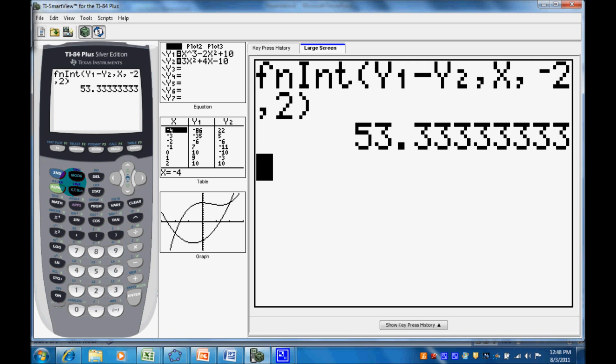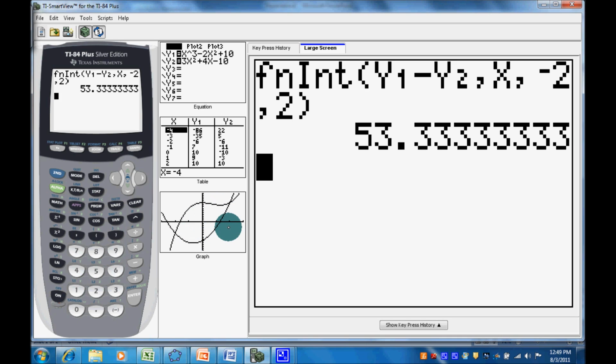And then let's remember the calculator notation that we need to use. What we want to take the integral of, so here's our f of x minus g of x. Then we have to say what we want to integrate with respect to, x, separated by commas. Then our lower limit, -2, and then our upper limit, 2, which gives us an area of 53.3 units squared. So that value is the value of the area in between the two curves.